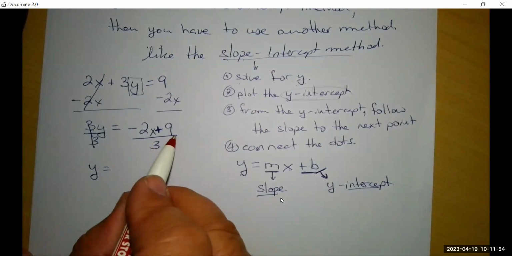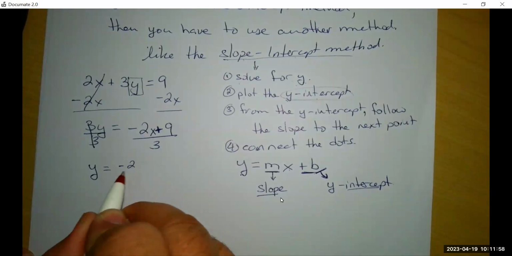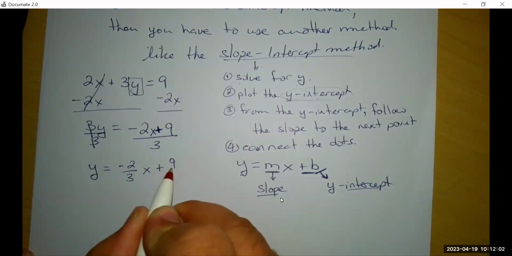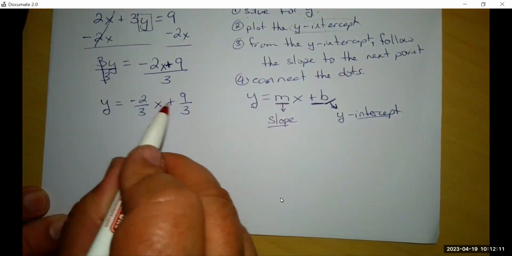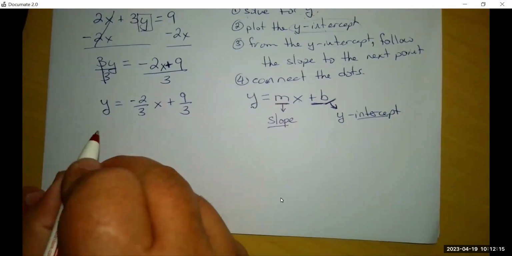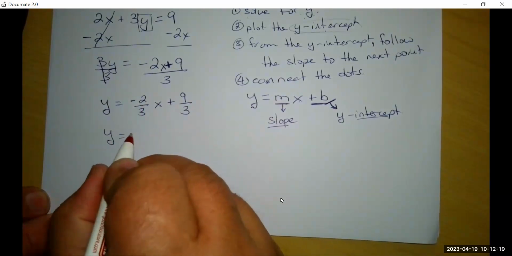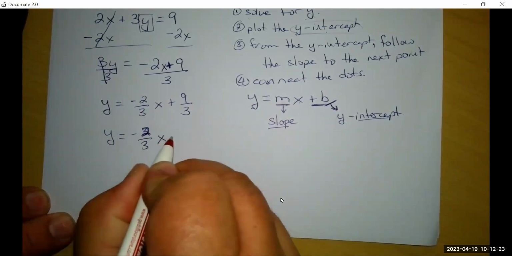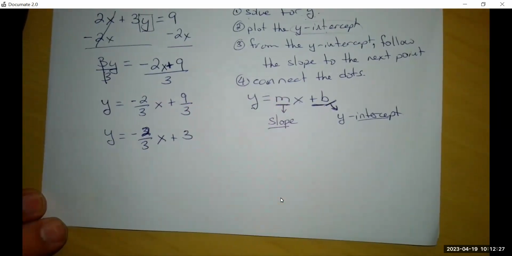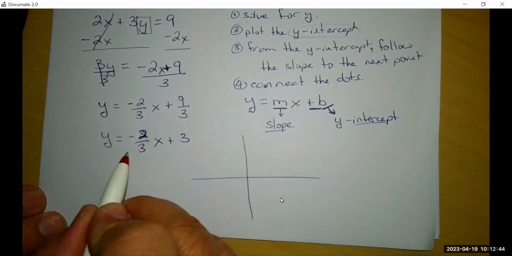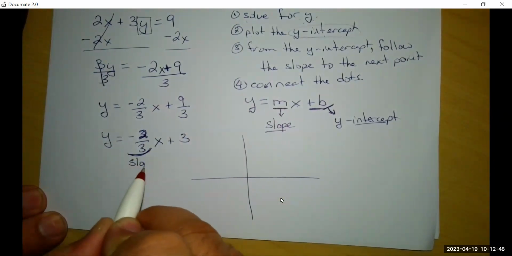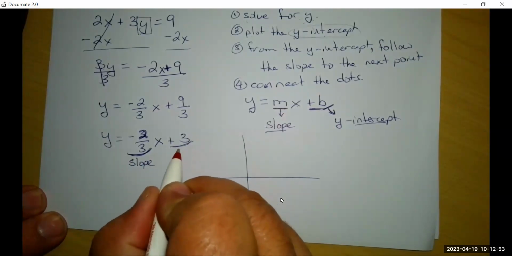Now, on the right-hand side, the 3 goes under each part separately. So it's y equals negative 2 over 3x plus 9 over 3. Simplify if you can. 2 over 3 can't be simplified. 9 divided by 3 is 3. Remember what I said, whatever's in front of your x is your slope. Whatever is by itself here is your y-intercept.